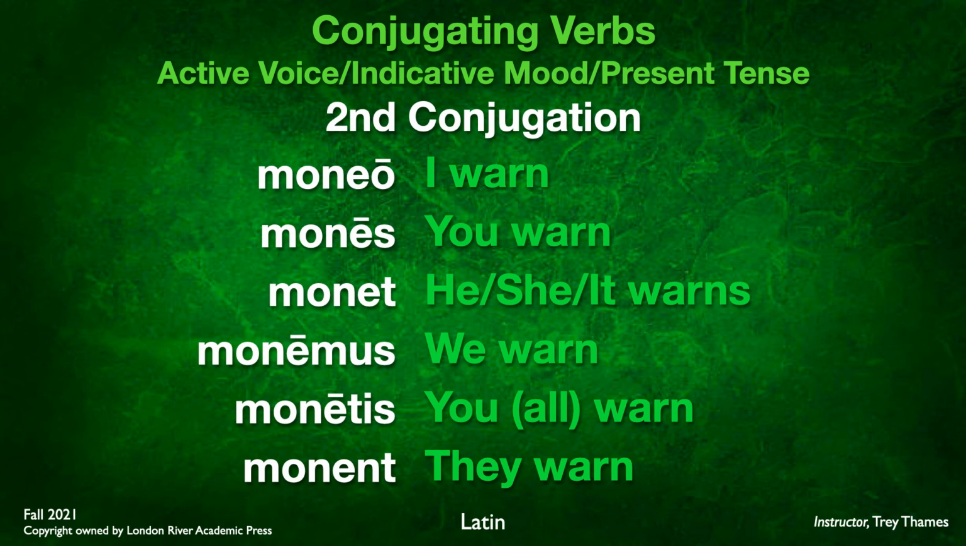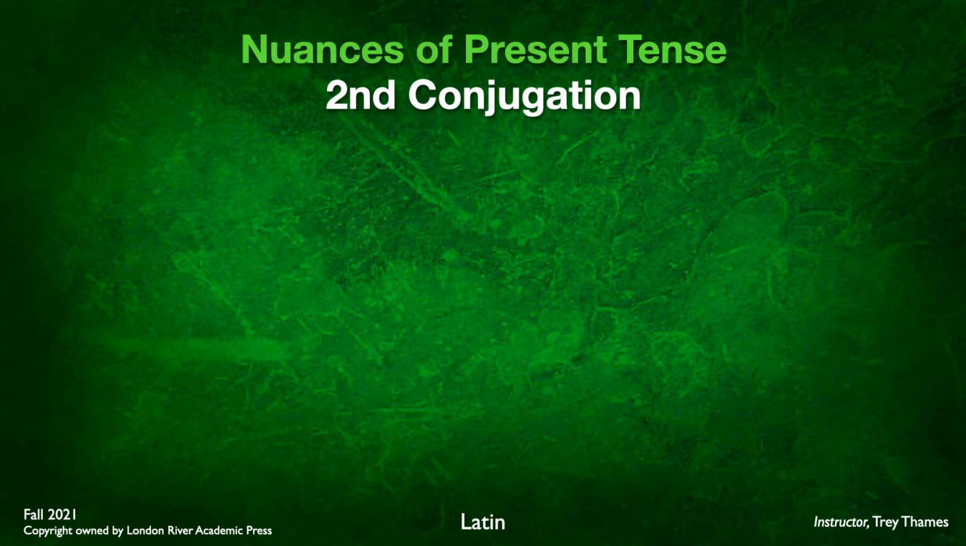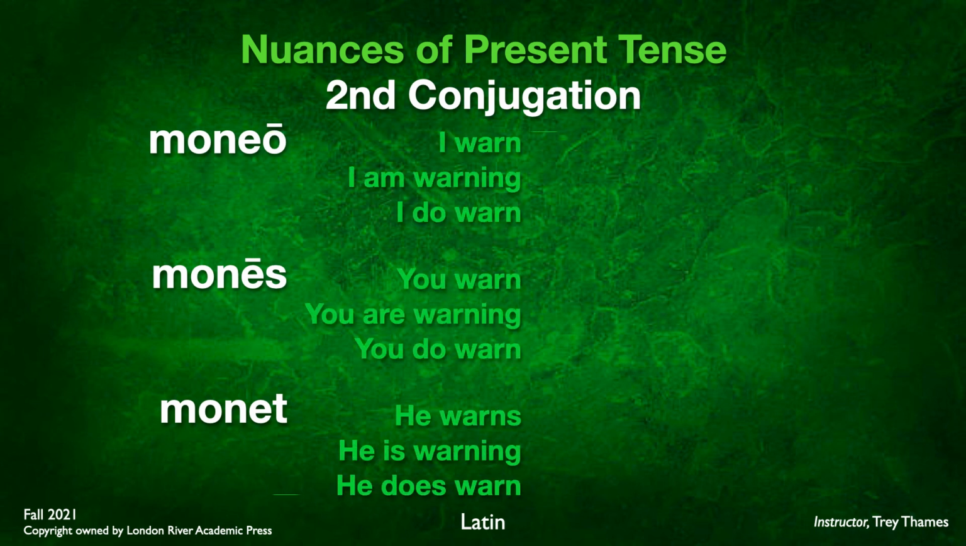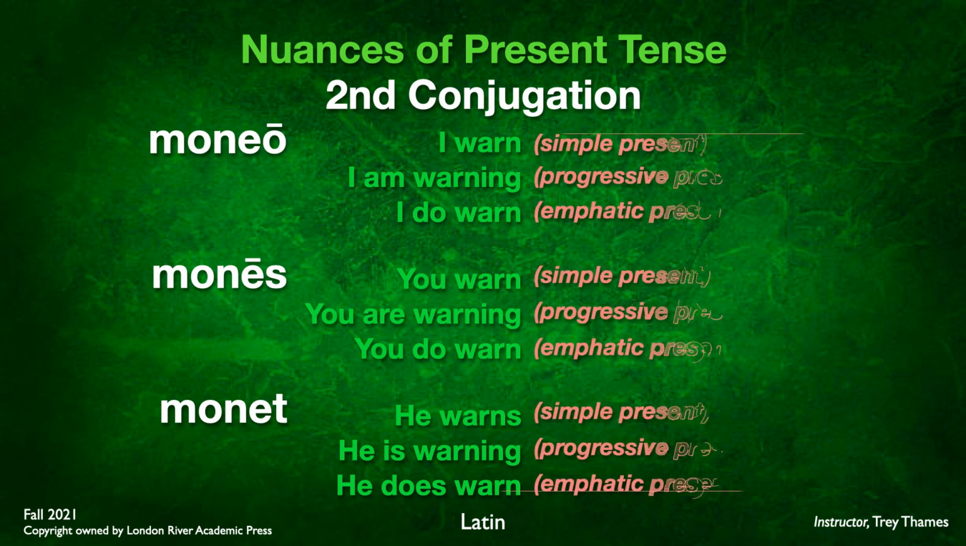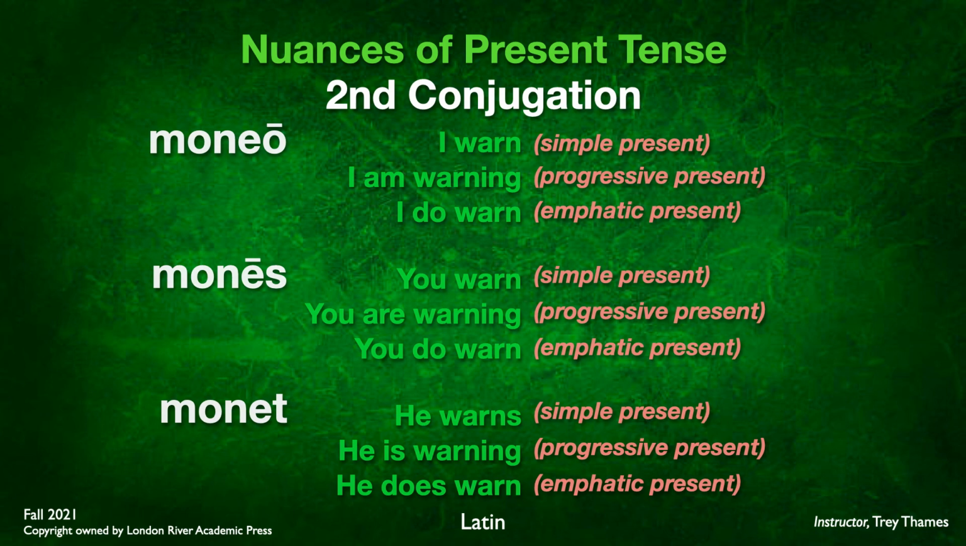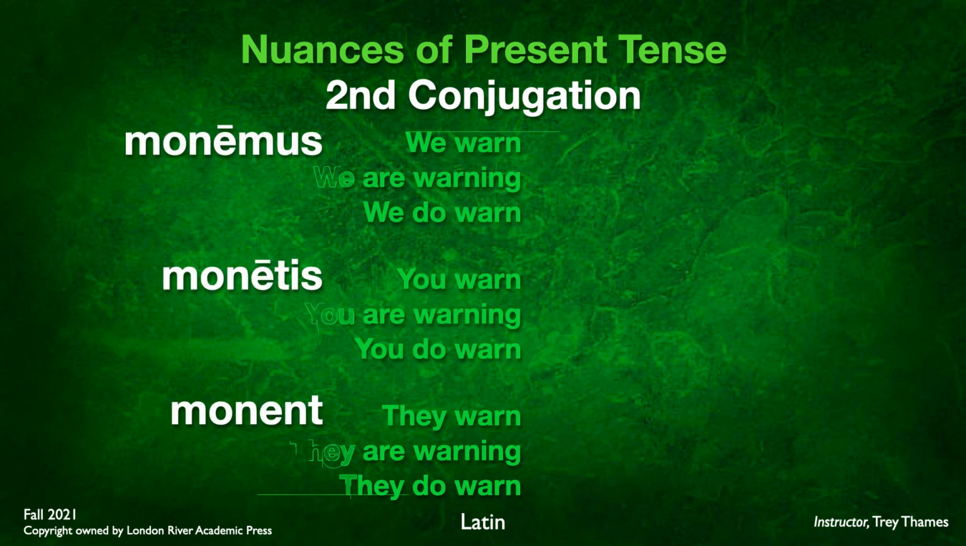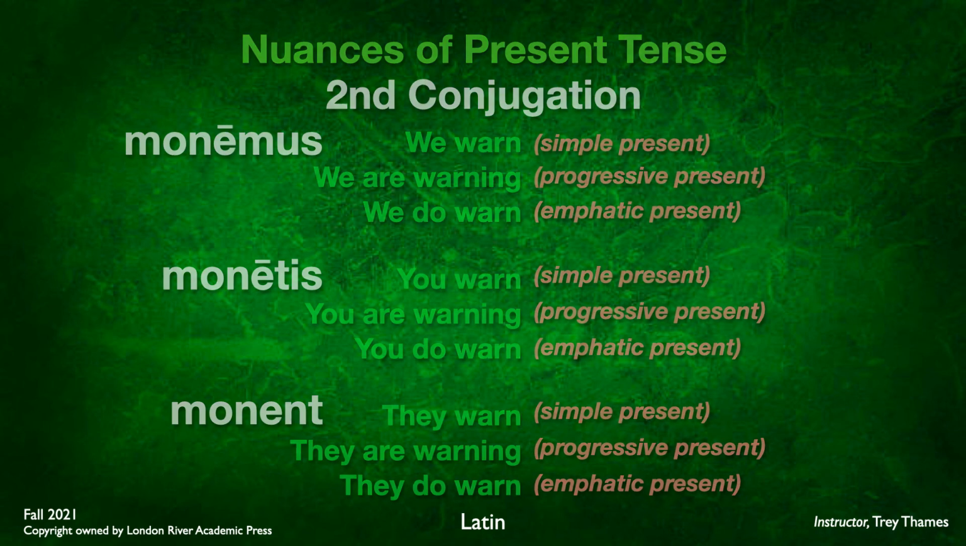It's the same as the first. You just take the second principal part, drop the RE ending, add the personal endings to the stem, and you can conjugate any verb. And the various nuances for second conjugation verbs, this should do it fairly quickly here. There we go. Same thing, I warn, I am warning, I do warn. Simple, progressive, and emphatic. Same thing with the plural side. There we go. We warn, we are warning, we do warn.